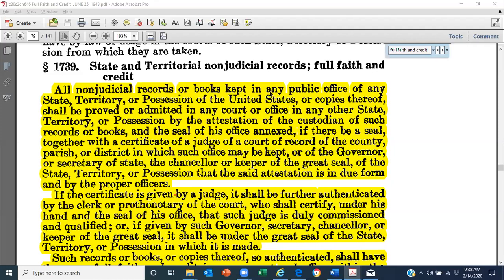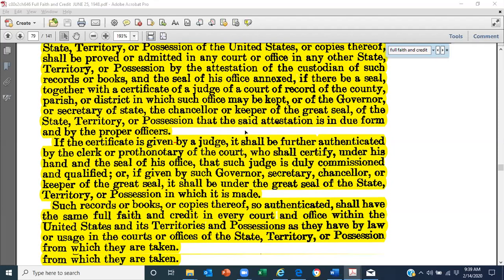Think about it. Kept in any public office of any state, territory, or possession of the United States, in any public office, okay? Admitted in any court or office in any other state, territory, or possession by the attestation, etc. Okay, let's move forward.